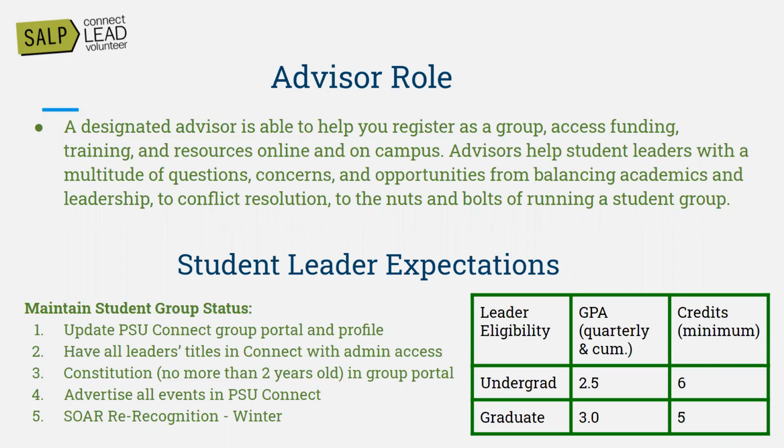In SALP, we also have both individual student leader expectations and group status expectations. So for individual leaders, we expect that students will maintain a quarterly GPA of 2.5 if you're an undergrad, 3.0 if you're a graduate student, and be enrolled in and pass at least 6 credits if you're an undergrad and 5 if you're a graduate student.